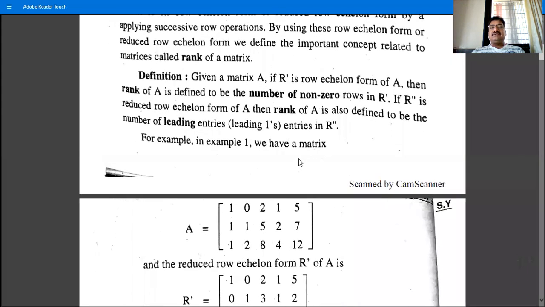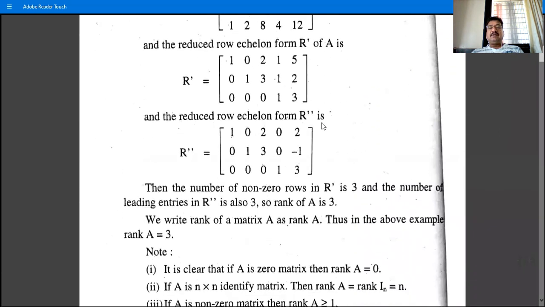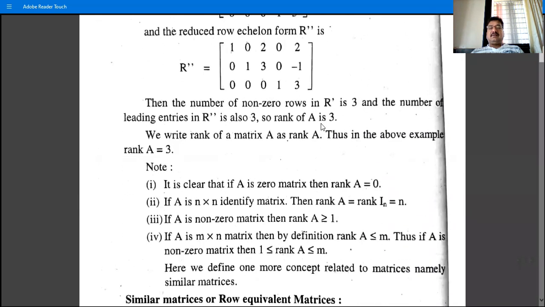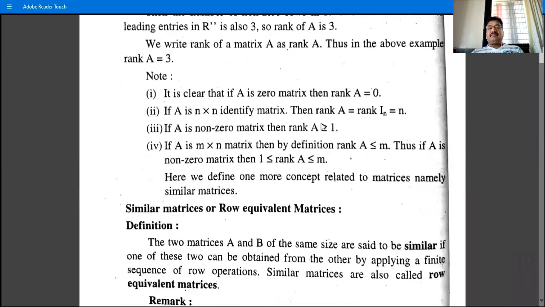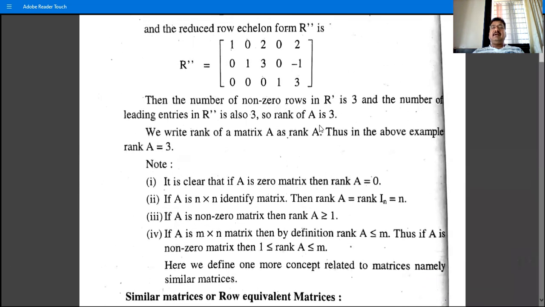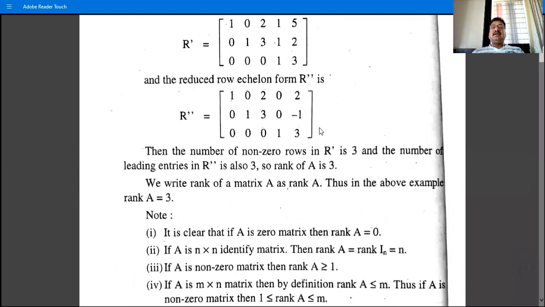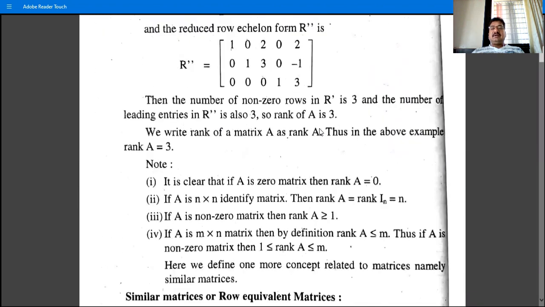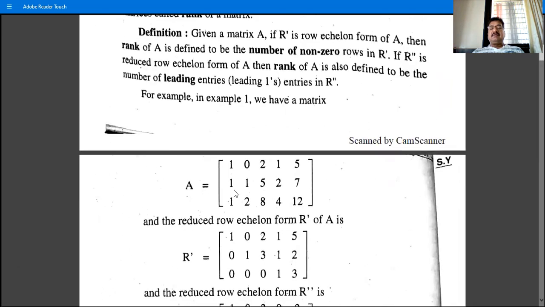In the last lecture, we have seen the rank of the matrix. So what is the rank of the matrix? The number of non-zero rows in its row echelon form or reduced row echelon form is the rank. That is, reduce the matrix to row echelon form or reduced row echelon form by using elementary row transformations, and then the number of non-zero rows in the row echelon form or reduced row echelon form is equal to the rank of the matrix. For example, this is the matrix, suppose.